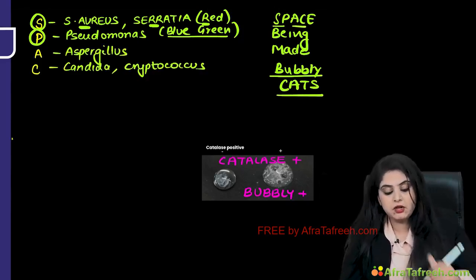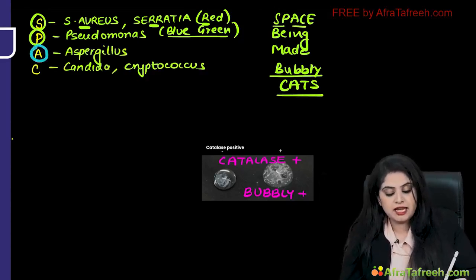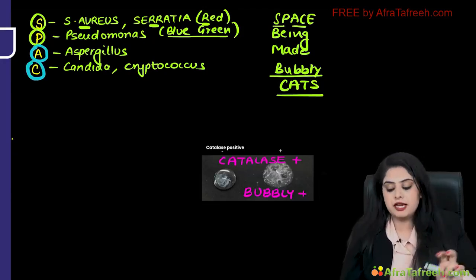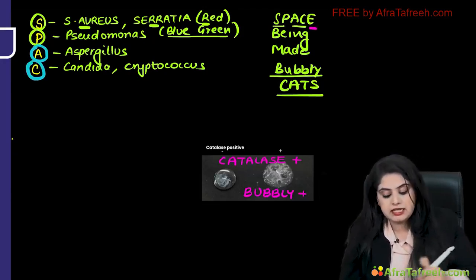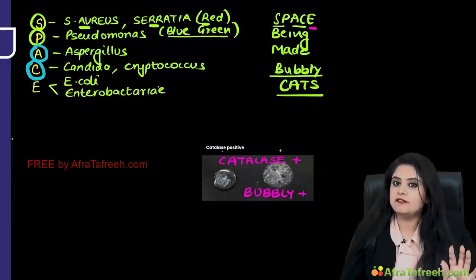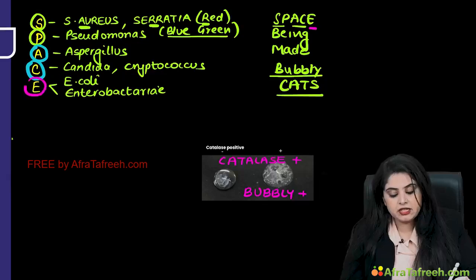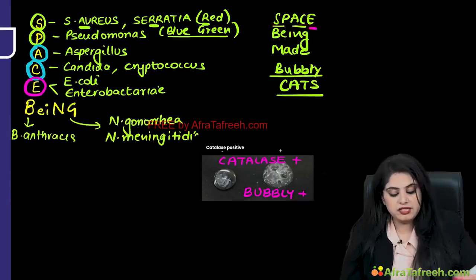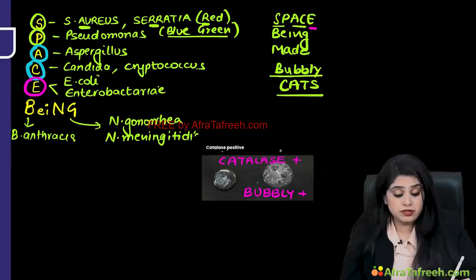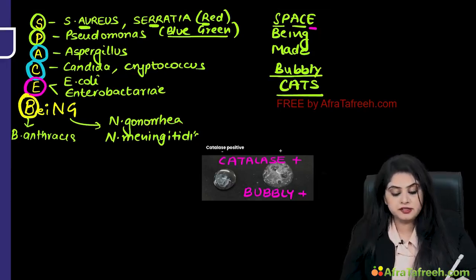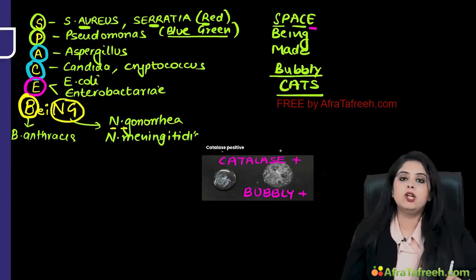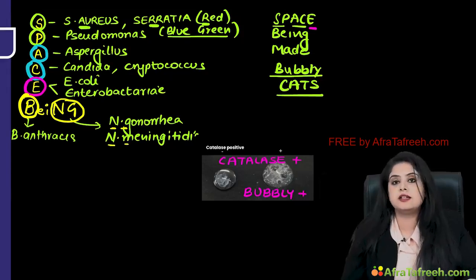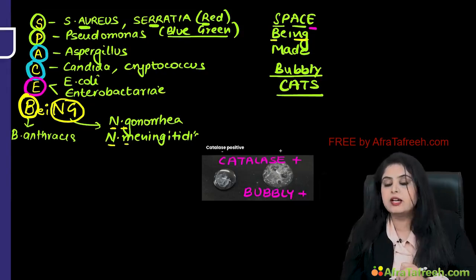A and C are for the fungal organisms, that is, we have Aspergillus, Candida and Cryptococcus, right? Coming to the E, the entire Enterobacteriaceae, the E. coli family. So space is done. Now let's come to B and NG. What is B and NG? B stands for Bacillus anthracis. That is very, very famous. It's quite deadly and it's important for you to know. And NG for Neisseria. Many people believe only Neisseria gonorrhoeae, but all Neisseria, even Neisseria meningitidis, are catalase positive.